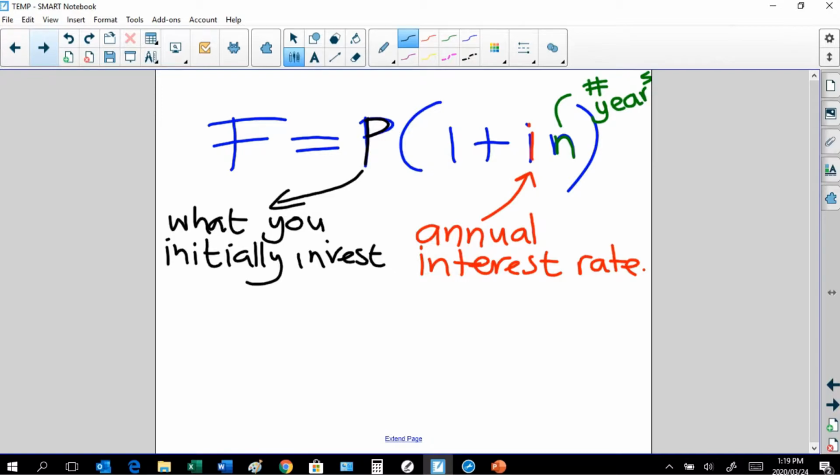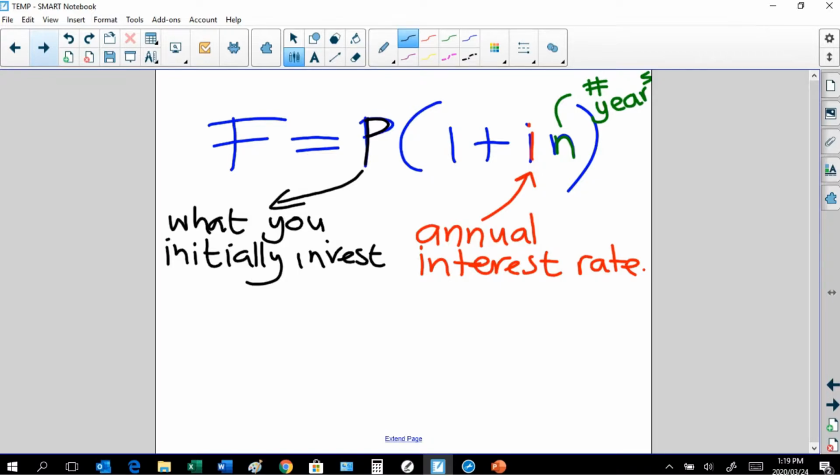They can start trying to be a little bit funny by giving you the length of time that you invest money in months. Or they can start telling you what your interest rate is per month instead of per year. So then things start getting a little bit tricky. So I just want to explain this all to you.